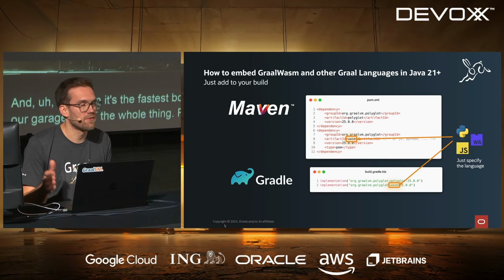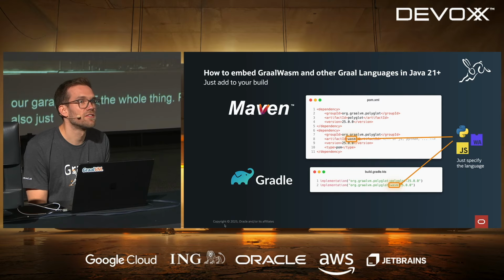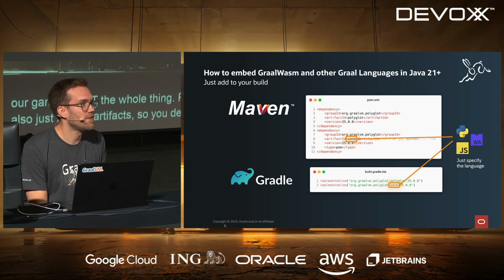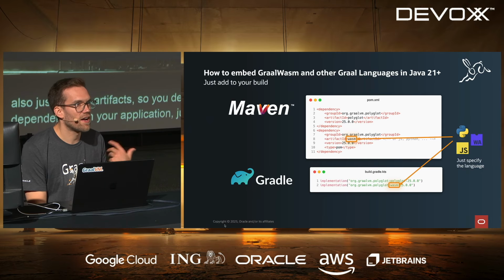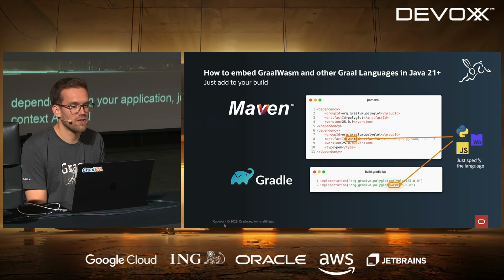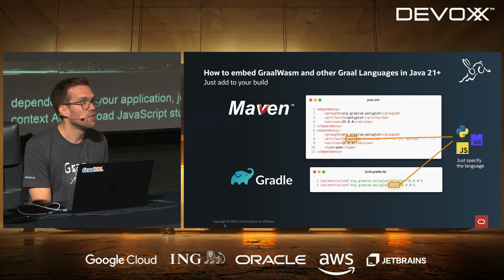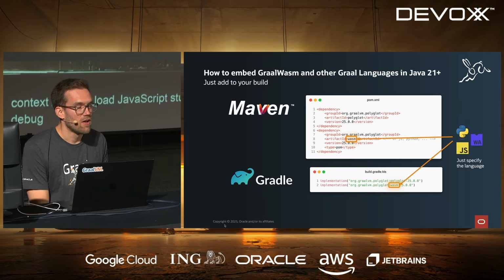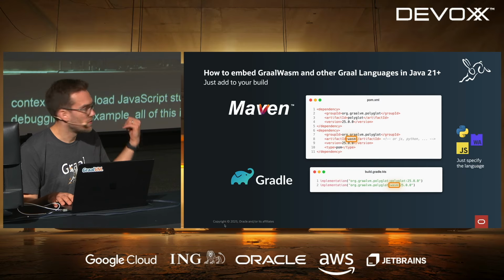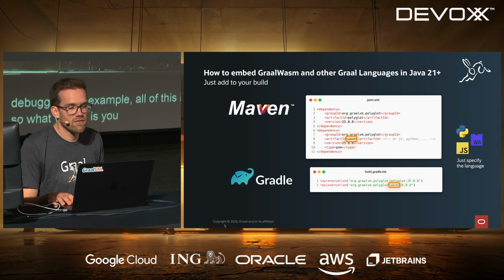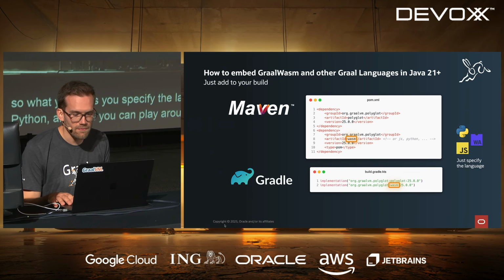So, it's also just Maven artifacts. So you depend on Maven dependencies in your application. Just add that, and then you can use the context API and load JavaScript stuff. You can use the tools for debugging, for example. All of this is available on the website. So what you do is you specify the language. You can even say, I want Python, and then you can play around with Python as well.